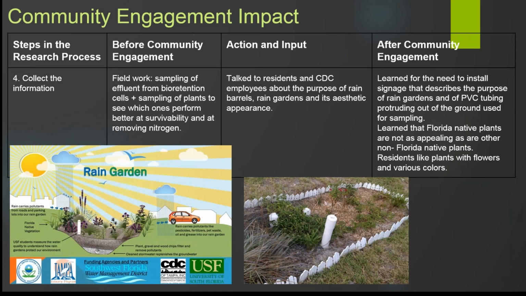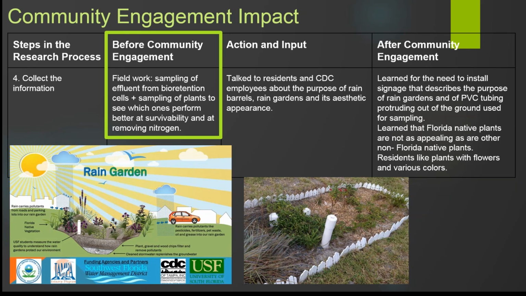So for step 4, collecting the information, we have our field sites where we're collecting samples of our influent and effluent coming out, and also samples of the plants in the rain gardens, to see which ones perform better at survivability and removing nitrogen.